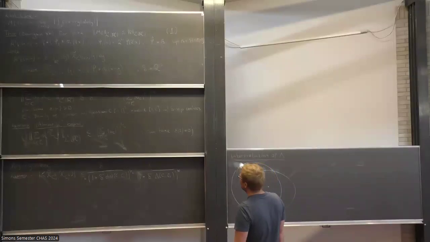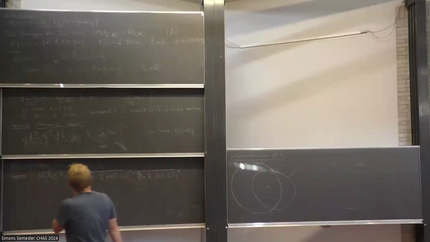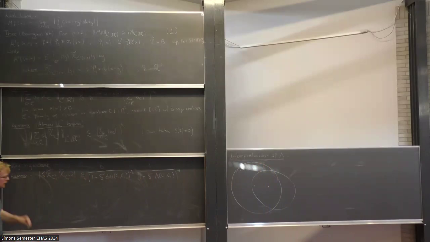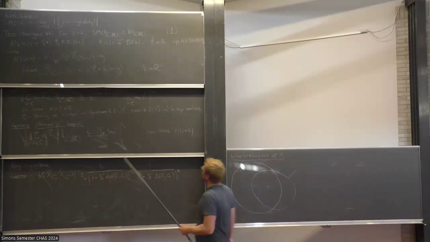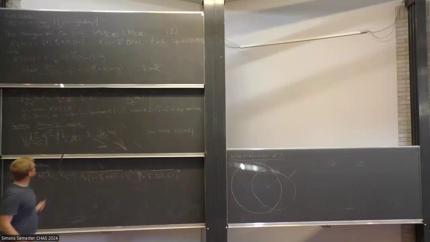So hopefully we're not going to have all this on the board. I'm just going to recap what we were doing last time. So, of course, we're studying Bourgain's circular maximal function, and we're aiming to prove this celebrated theorem that this maximal function is bounded for p bigger than 2.